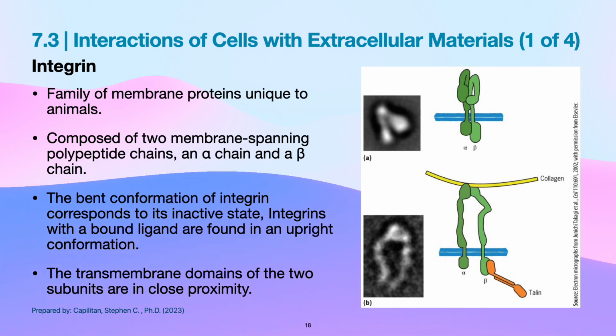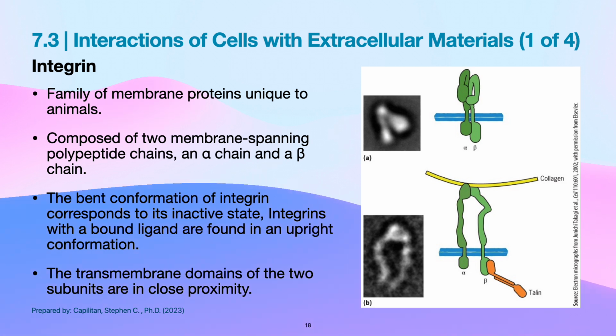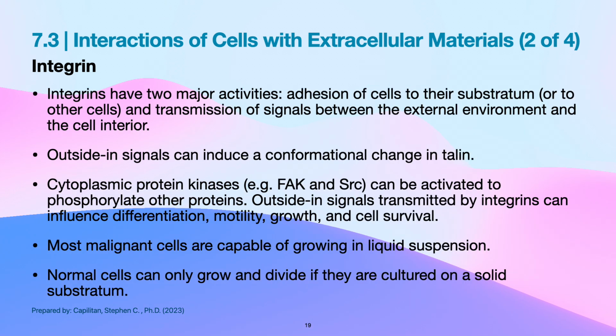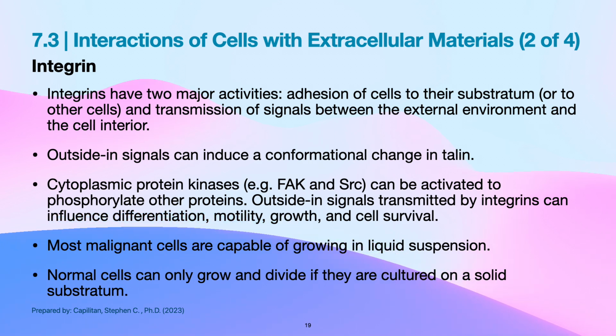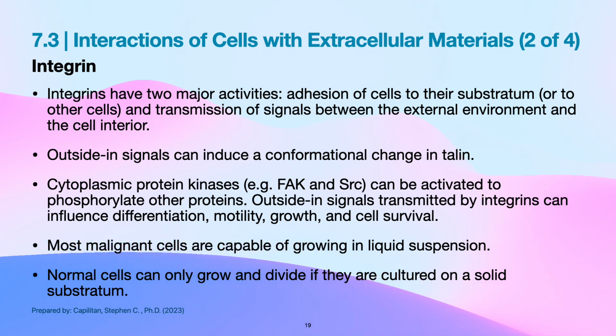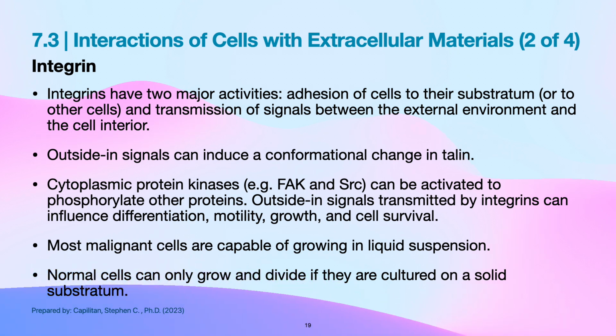Extracellular matrix and ribbon drawings of the extracellular domains of an integrin in the bent form. When bent, it's inactive. When it's upright, it's in the active conformation. Changes are driven by divalent metallic ions. Integrins have two major activities. First is adhesion of cells to their substratum or to other cells, and transmission of signals between the external environment and the cell's interior. There are also outside-in signals that can induce a conformational change in talin.